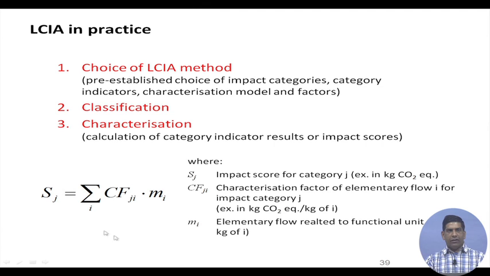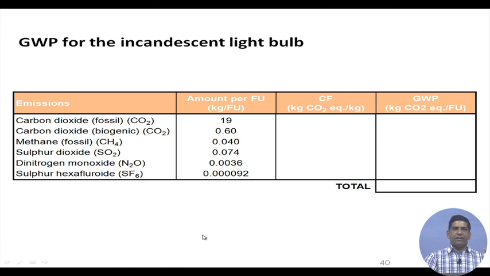We essentially do this calculation in the next table. Here again, we are going back to our example of the incandescent light bulb. Here we have carbon dioxide, fossil CO2, biogenic CO2. I will explain biogenic CO2 after we go through this table. The explanation is needed, but let's finish this table first and then we'll explain that. Then methane, fossil methane, CH4, sulfur dioxide, N2O, dinitrogen monoxide, which is also called nitrous oxide. Then you have sulfur hexafluoride.